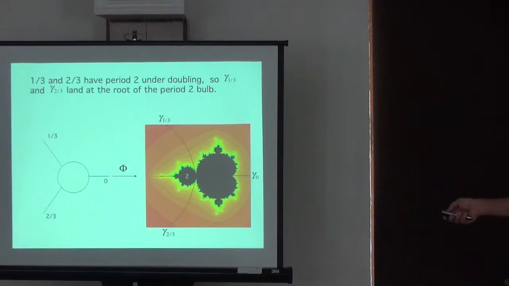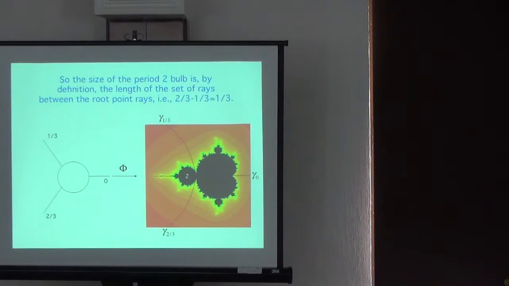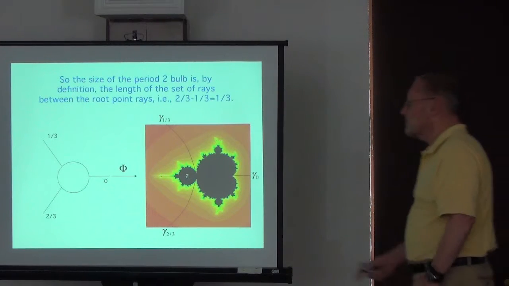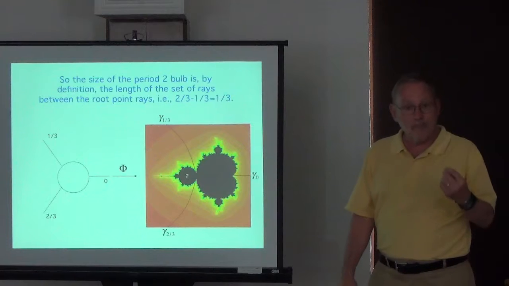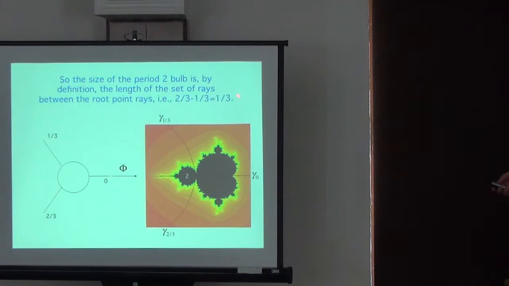So how do we measure the size of the period 2 bulb? Well, any straight ray between 1/3 and 2/3 has to be mapped to some ray that is either landing or accumulating in here. So what we do is, if theta is a number between 1/3 and 2/3, its external ray is stuck in there, it's a homeomorphism, it can't cross those rays. So, we measure the size of the period 2 bulb by the length of the set of rays that sit between 1/3 and 2/3. So the size of the period 2 bulb is 1/3.